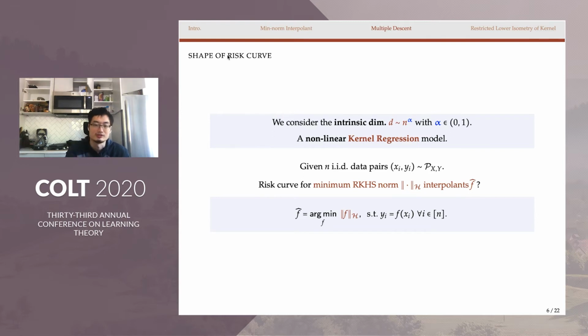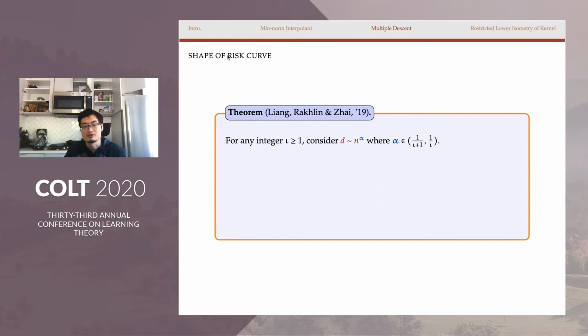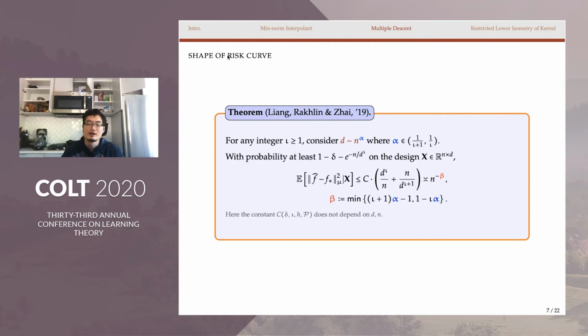Having these settings, we study high dimensionality, and we want to know the risk curve for minimum RKHS norm interpolants. Here is our theoretical result. For any integer alpha larger than or equal to 1, we consider d proportional to n to the alpha power, where alpha is between 1 over alpha plus 1 and 1 over alpha. Then with high probability on the design, the expected value of the risk is upper bounded by n to the minus beta power. Here beta is related to alpha in this way.